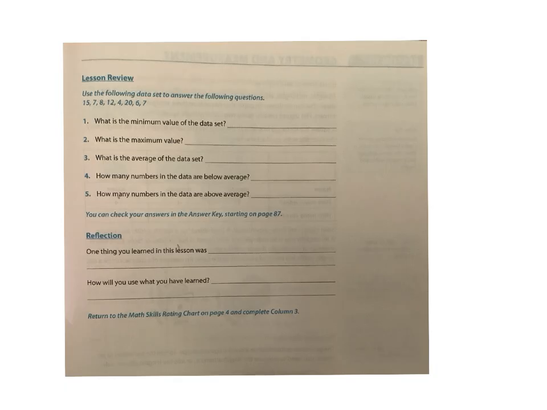Okay, so top of page 67, we've got some questions. Now we're looking at this group of numbers. Let me get my handy dandy little highlighter here. We're looking at this group of numbers right there. All right, it's a little tricky the way they have it written. So what is the minimum value of the data set? This is the data set: 15, 7, 8, 12, 4, 20, 6, and 7. All those numbers make up the data set. There's 8 numbers there. What is the minimum value?